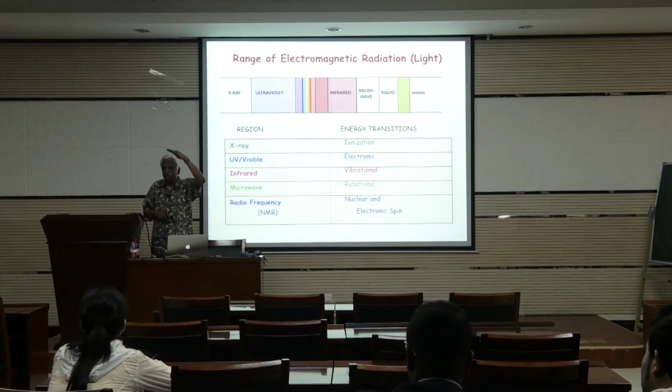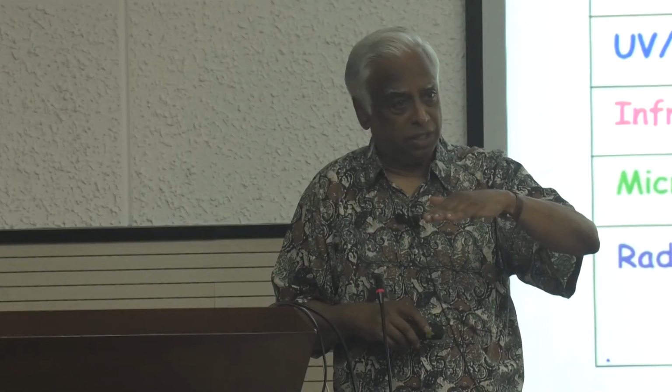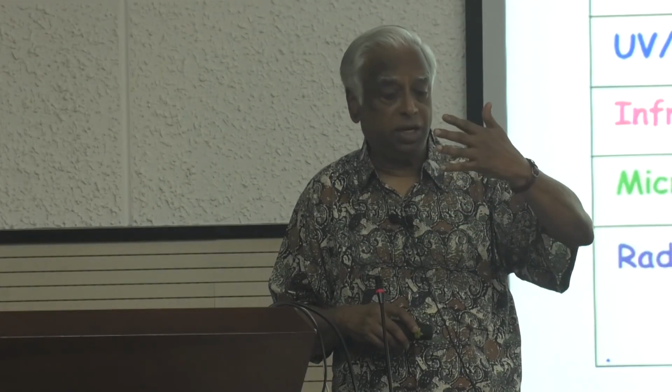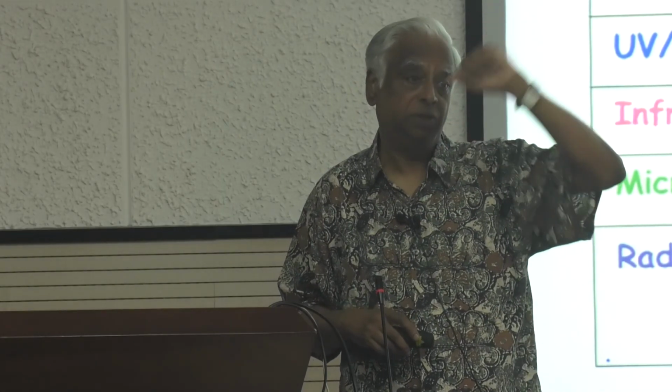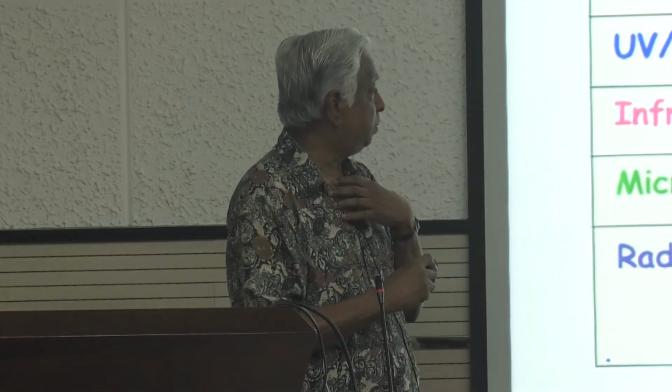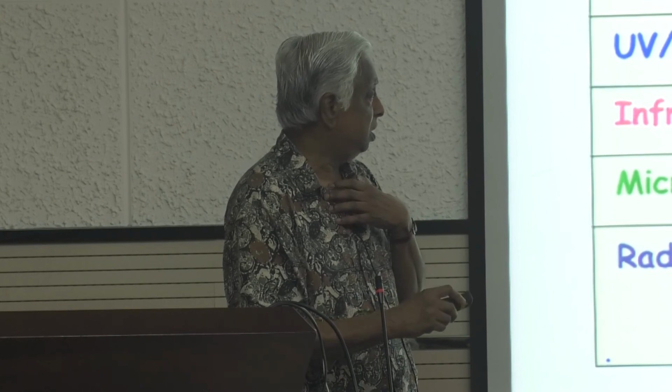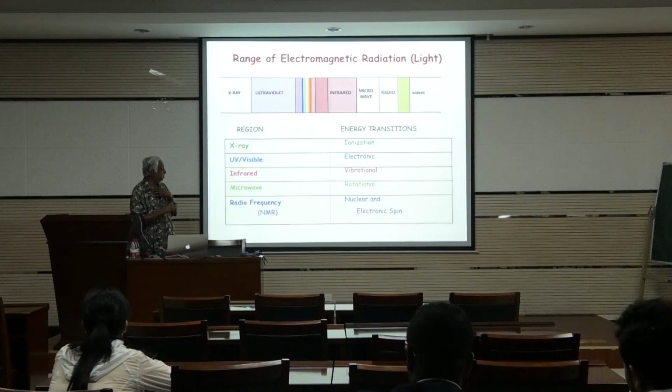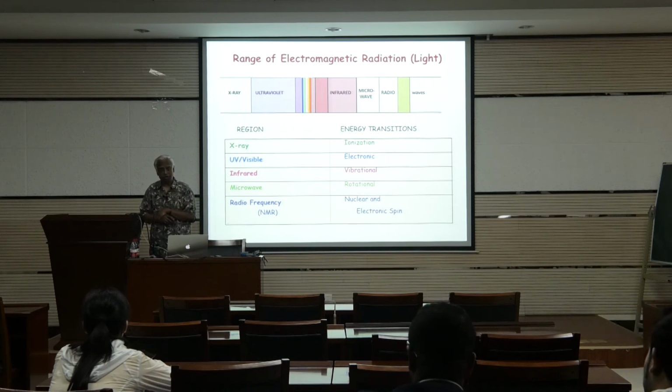Okay? So depending upon the wavelength, the energies are different and what it can do is also different. So these are the various things. And for our purpose, in this course, we are essentially going to use the UV and visible. This is what will change the electrons from one orbital to a different orbital.